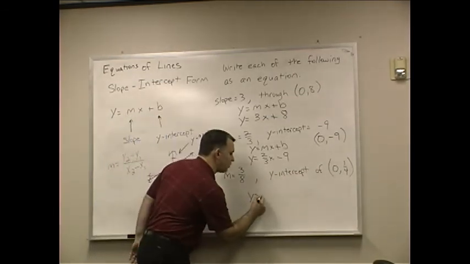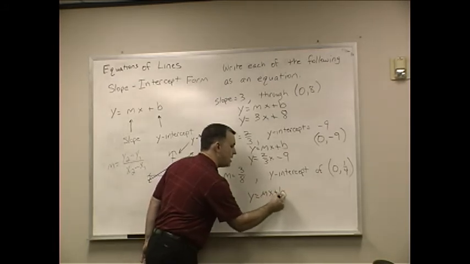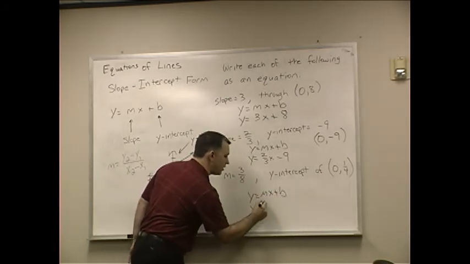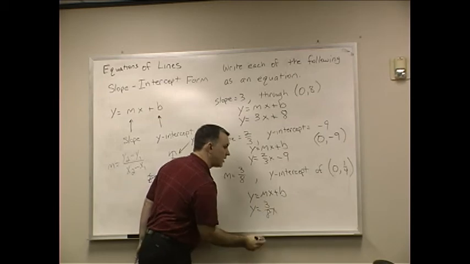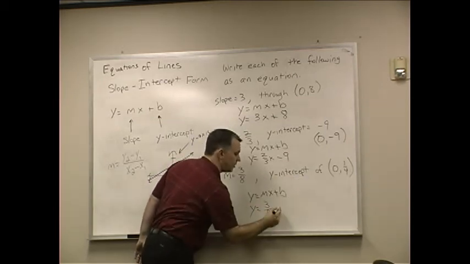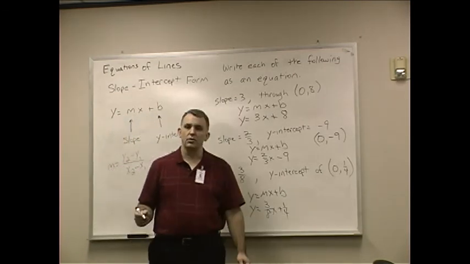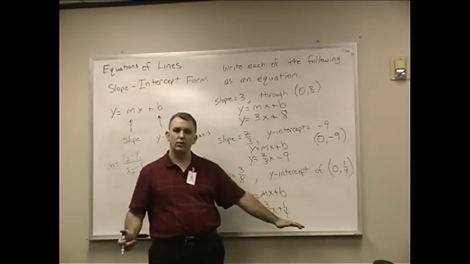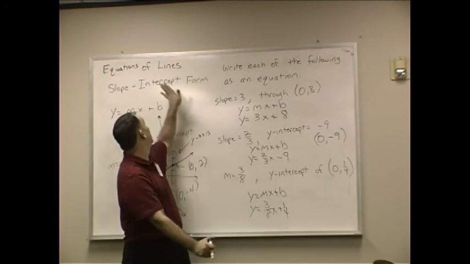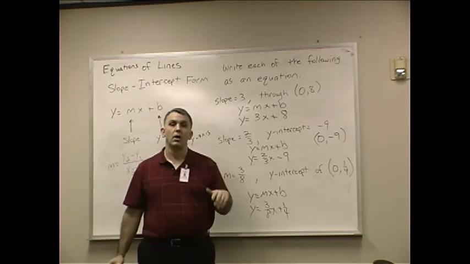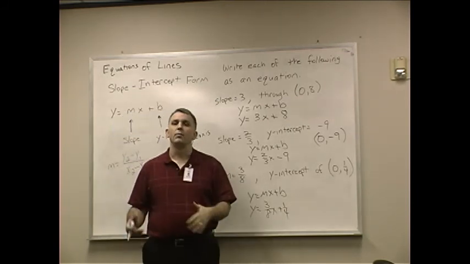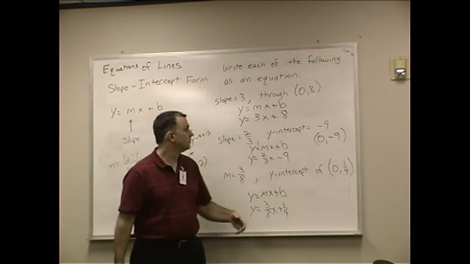So y equals mx plus b. y equals 3/8 x. This is positive, plus 1/4. Is it okay to have these fractions? Yes, it's okay to have fractions in equations, at least in slope-intercept form. We're going to find in standard form, fractions are not acceptable.